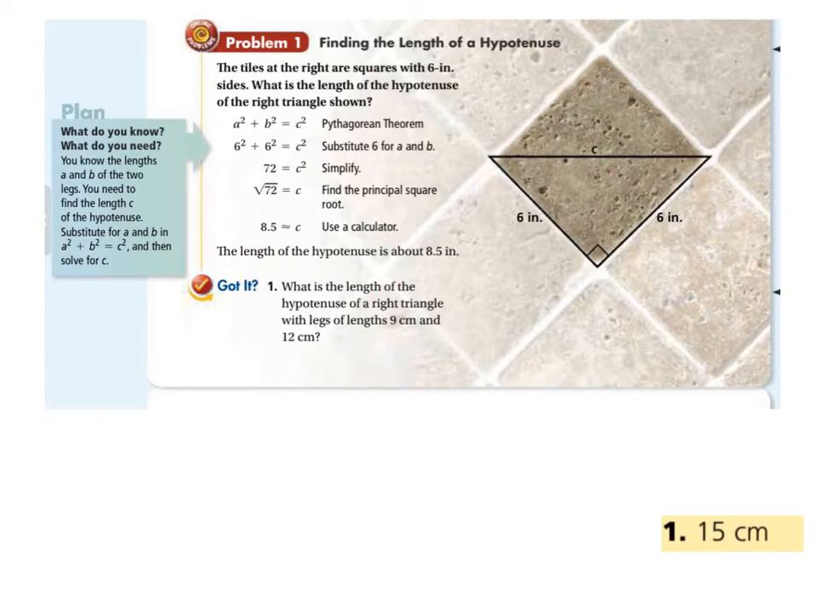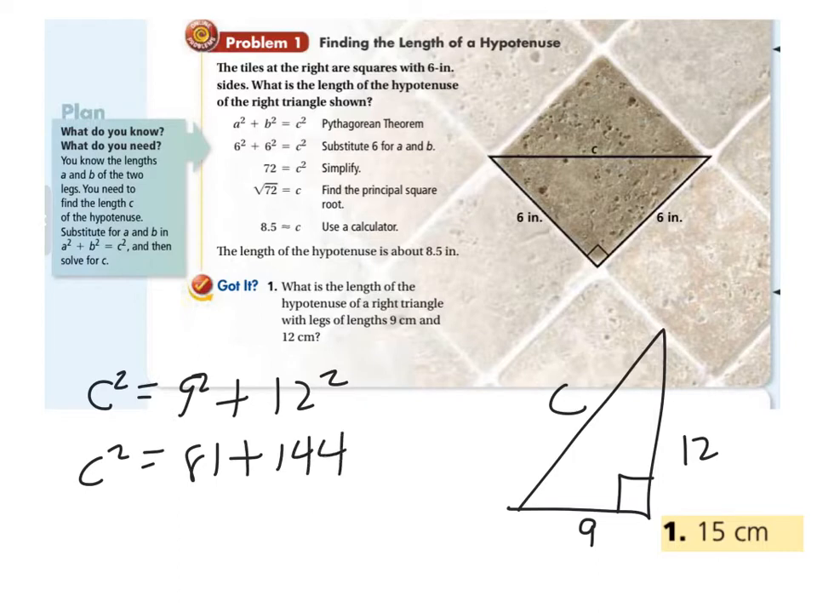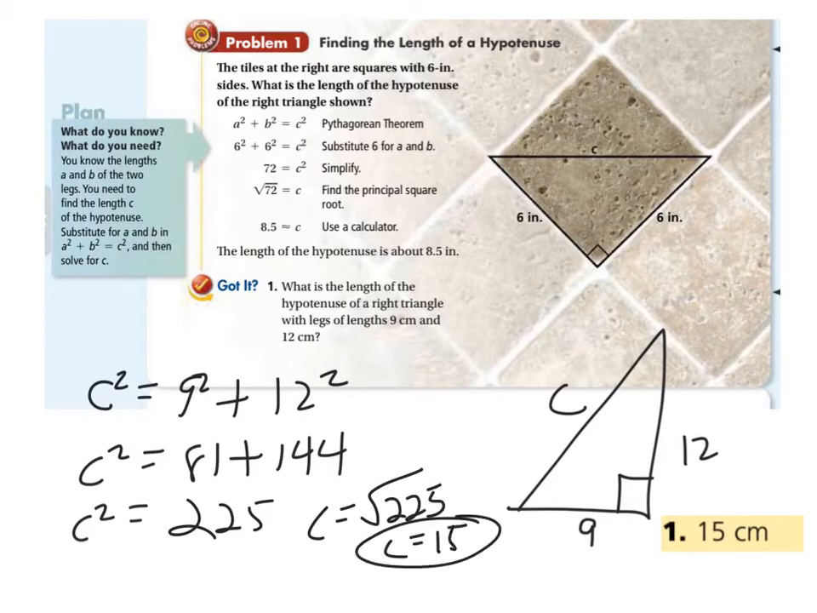What is the length of the hypotenuse of a right triangle with legs 9 centimeters and 12 centimeters? So let's draw that out. There we go. We'll say 9 and 12. So in this case, again, c squared equals 9 squared plus 12 squared. So c squared equals 81 plus 144. So c squared equals 225. So c is the square root of 225, which we all know is 15. And don't forget the label of centimeters.